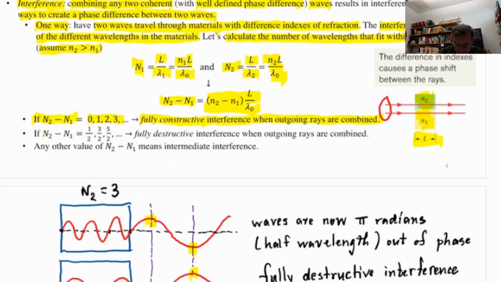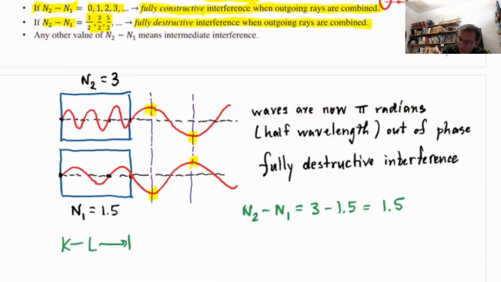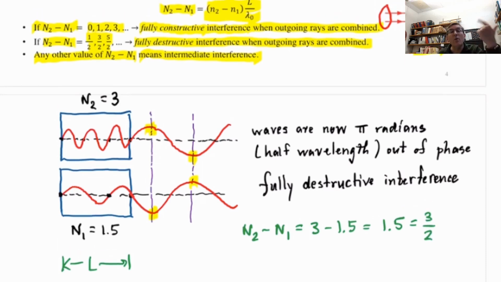On the other hand, if the difference big N2 minus big N1 is 1/2, or 3/2, or 5/2, an odd integer multiple of 1/2, then the waves are lined up crest to trough. And when you combine them, you get fully destructive interference. And that's what my picture showed, right? Big N2 minus big N1 was 1.5. That's the same thing as 3/2. And I get fully destructive interference. Any other value for big N2 minus big N1 means intermediate interference. So you either have fully constructive, fully destructive, or, more commonly, something in between, intermediate.